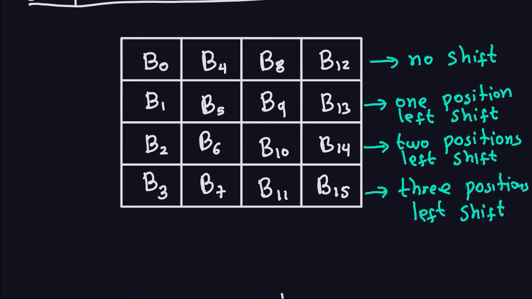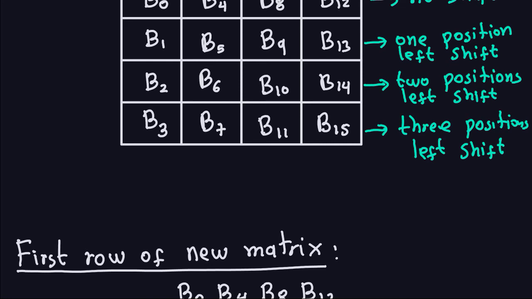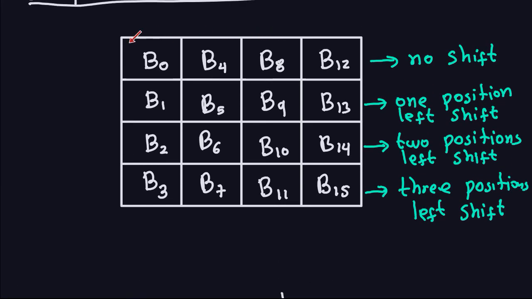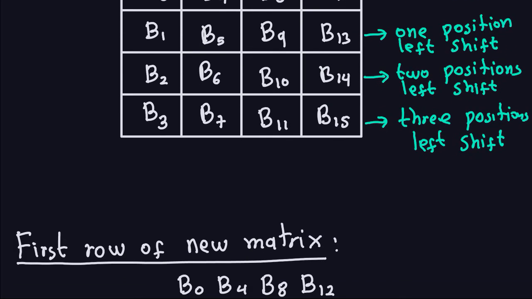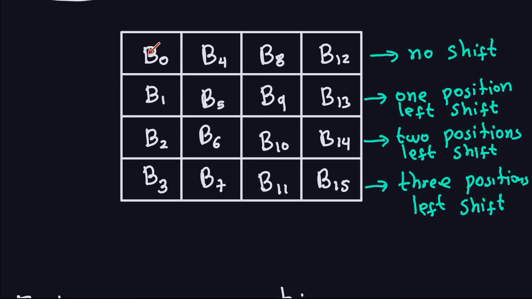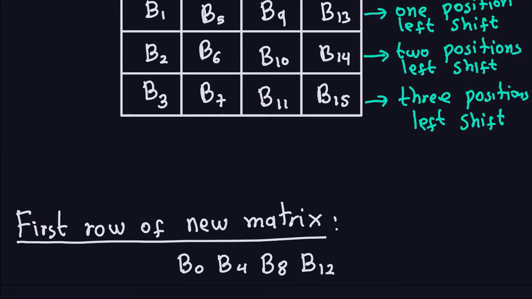So let's look at the example. Let's say this B0, B1, all the way through B15 are my bytes, which could be any combination of 8 bits. And so I'm gonna construct a new matrix or a new array using these shifts. No shift for the first row, 1 for the second one, and so on. So what happens? What is the first row of the new matrix? The first row of the new matrix is just this guy over here, because I don't change it at all. So the first row will be B0, B4, B8, B12.